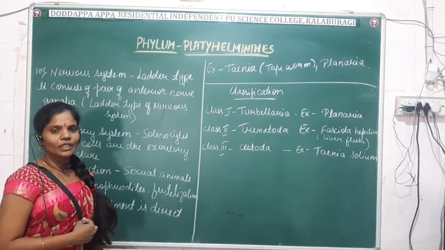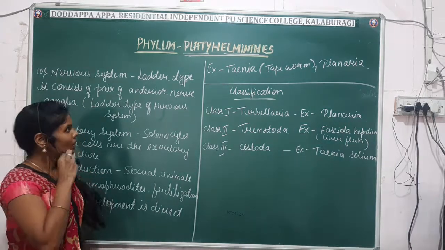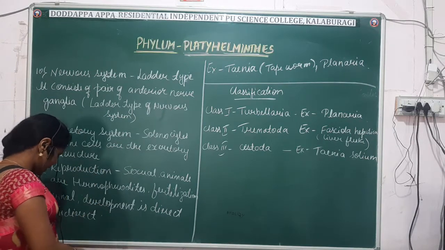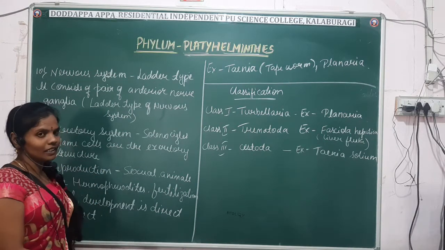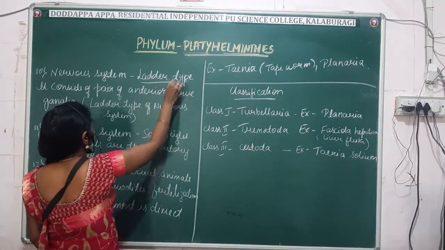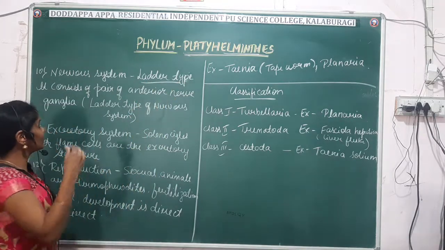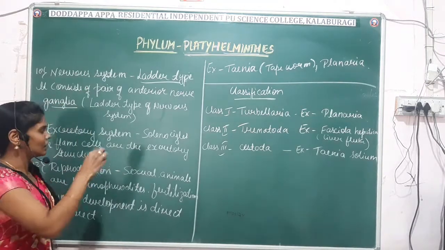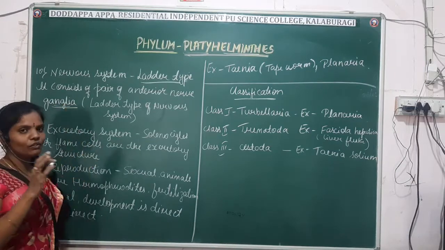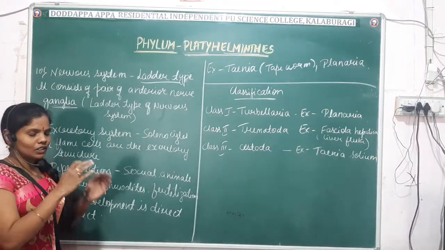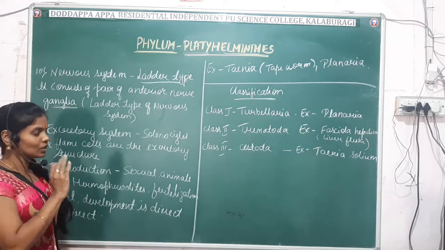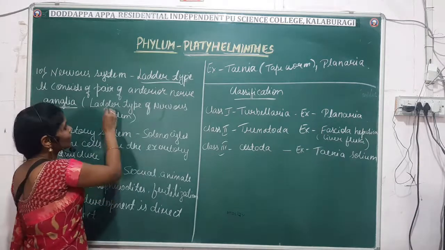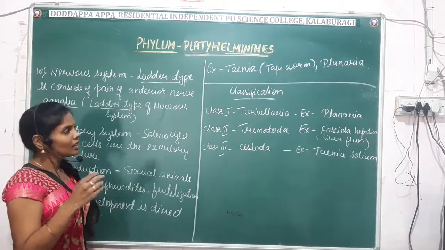So next we'll move on to the remaining characters of platyhelminthes. Nervous system: in platyhelminthes, the nervous system is ladder type. It consists of anterior nerve ganglia. Ganglia is nothing but a collection of nerve cells. So the nervous system generally looks like a ladder.